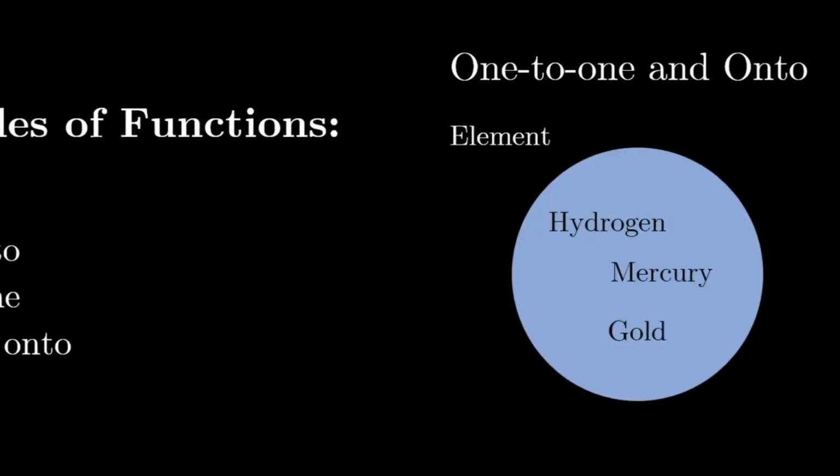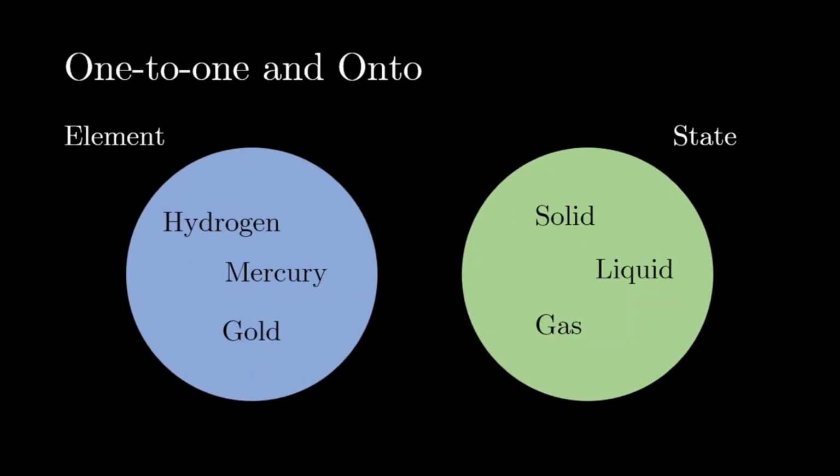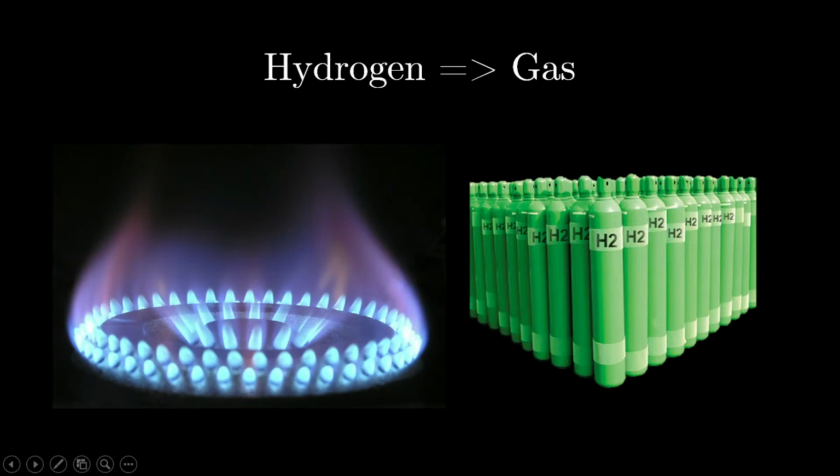Let's look at an example of both one-to-one and onto function. For all the examples I will discuss, on the left circle we have the domain and the right circle represents the codomain. The domain contains the elements hydrogen, mercury, and gold, while the codomain contains the state of matter: solid, liquid, and gas. Let's look at each element and see where they categorize as.